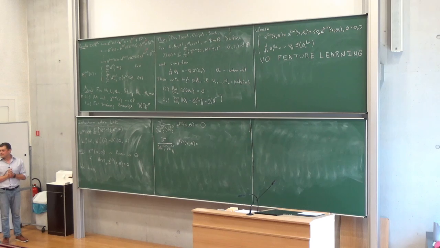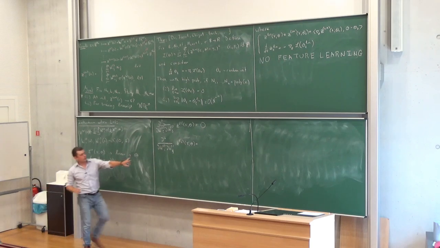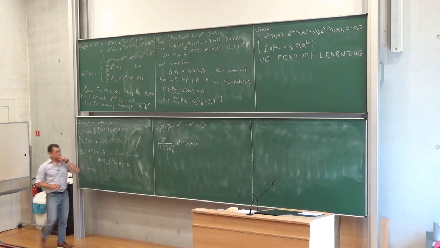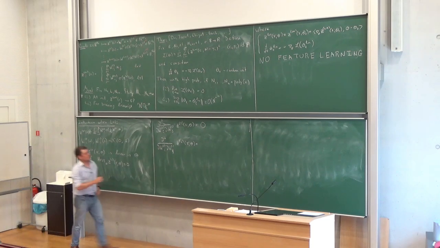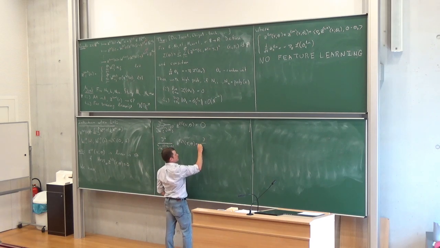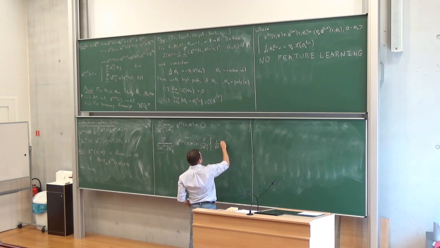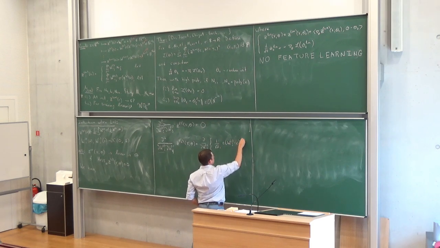Just the part with the W1 inside, no? Sigma? Yes, that's true. But notice here I have two different, potentially different components, i and j. So let me write it out. Let me take the derivative with respect to W2 first. So this is d by dW1j of 1 over square root of n1 times sigma of W1i dot x.